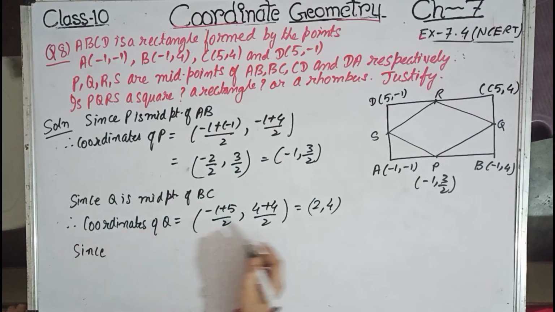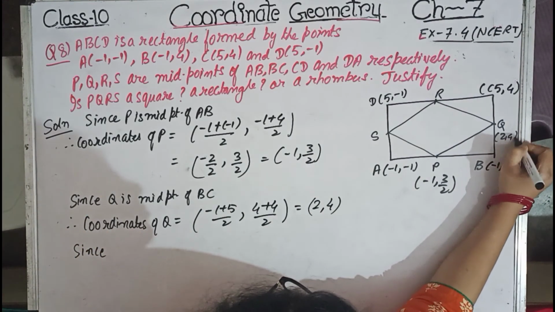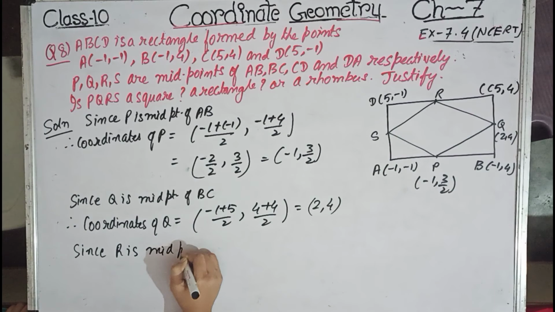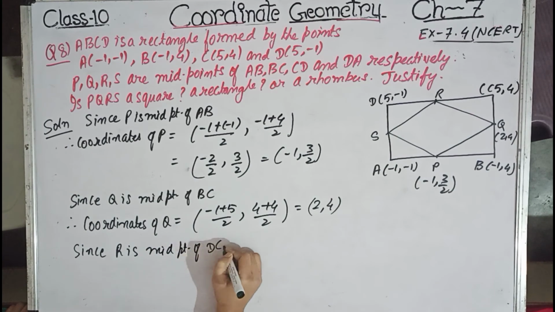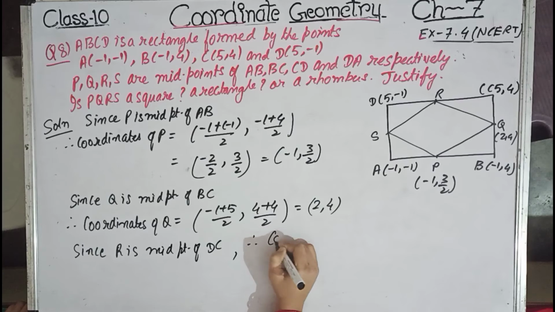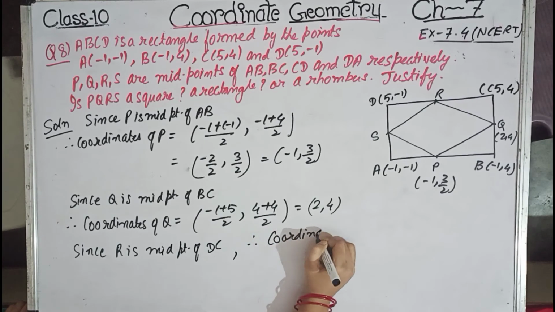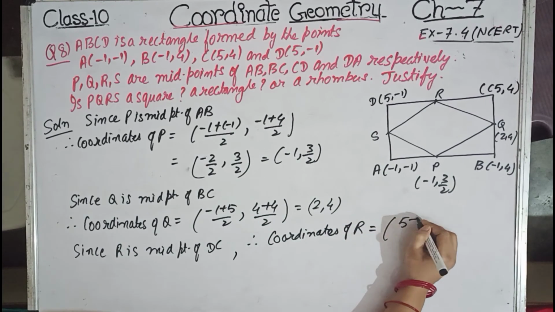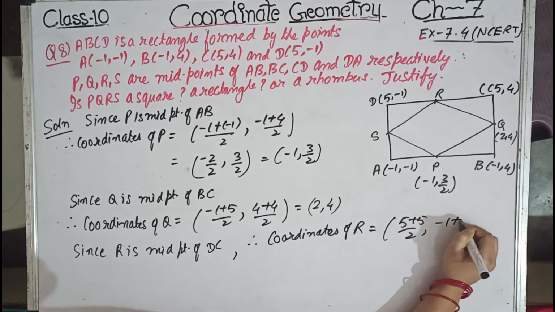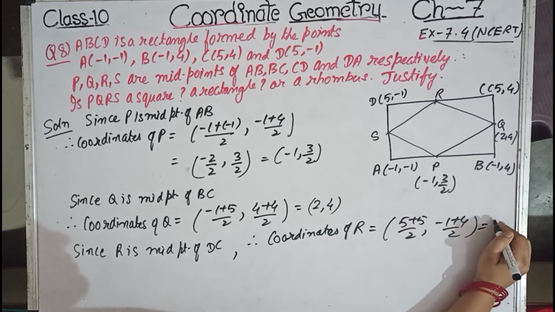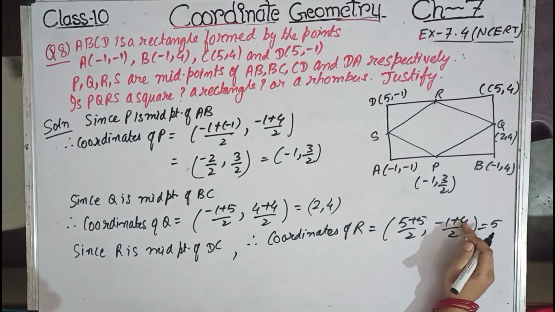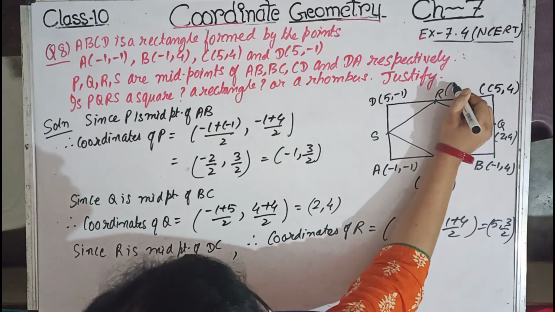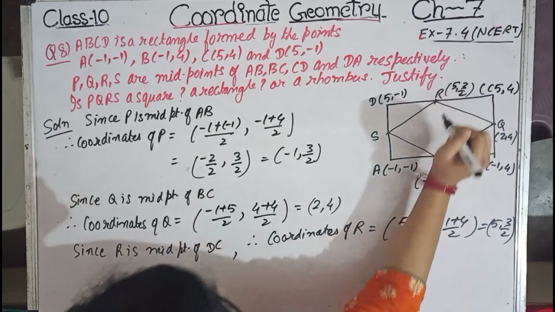Since this is 2, 4, I am writing over here 2 comma 4. Since R is the midpoint of BC, therefore coordinates of R equals to (5 plus 5)/2 and (-1 plus 4)/2. 10 by 2 is 5 and over here 3 by 2. So 5 comma 3 by 2. I am writing over here 5 comma 3 by 2.